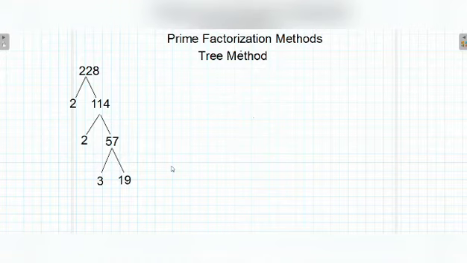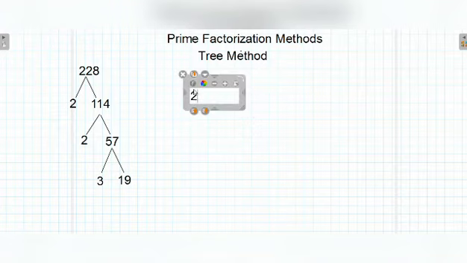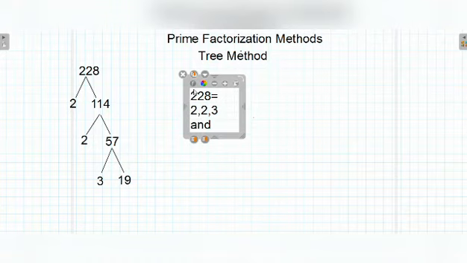So we finished the tree method for the number 228, and we get the prime numbers 2, 2, 3 and 19. So 228 equals 2 and 2 and 3 and 19 factors.